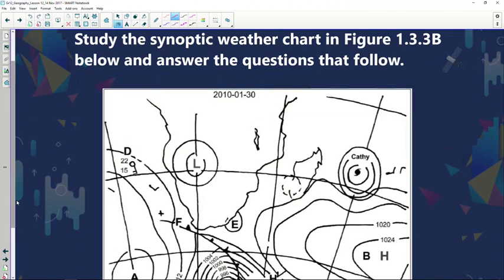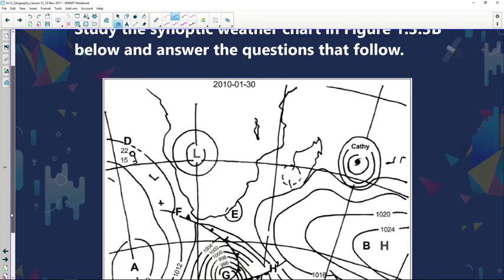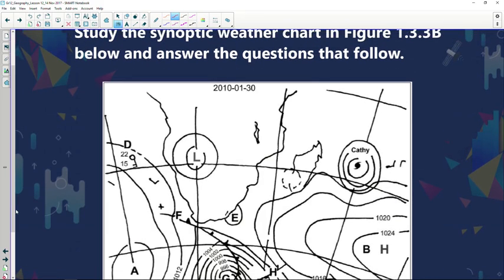Now, our first activity exercise is about a synoptic chart. Before I continue looking at the questions, I want you to observe this synoptic chart. Like I've mentioned to you before, there are quite a few clues on it to make us understand the synoptic chart even better. First of all, let's have a look over here. The date, 2010, 01, and the 30th. If you look at the date, what season is this? This is definitely summer.